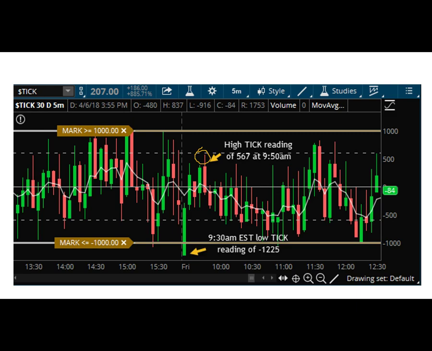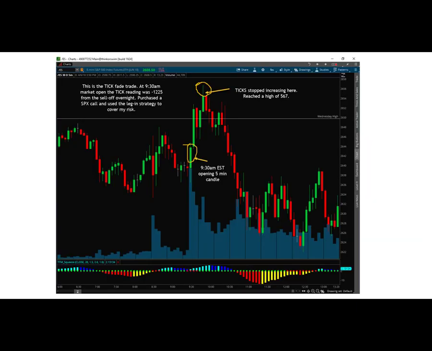This would have been that 9:50 candle right there, which is right here. Okay? So that's when the ticks stopped reaching higher highs, which is right here. And that's when I would have covered on the next candle somewhere in here after the ticks started dropping. So that is one example.